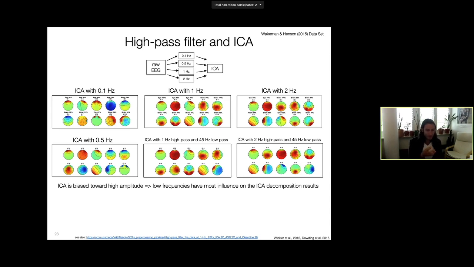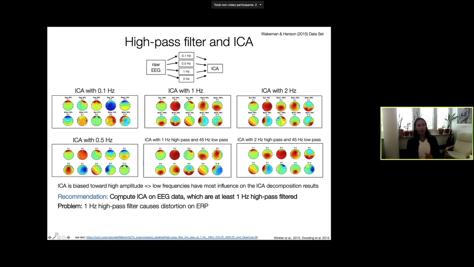However, you're usually interested in frequencies between 3 and 20 Hertz. And thus, it is recommended by Winkler, but also by Makeig here in the link, to compute ICA on EEG data which are at least 1 Hertz high-pass filtered. And we can see this also here in the analysis of the Wackermann and Hansen dataset. When we use cutoff frequencies lower than 1 Hertz, the ICA decomposition is not as ideal as when we use ICA with high-pass filters of 1 Hertz or 2 Hertz. The low-pass filter doesn't change much.